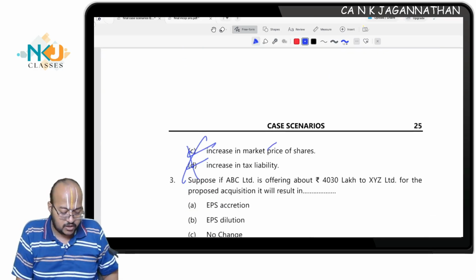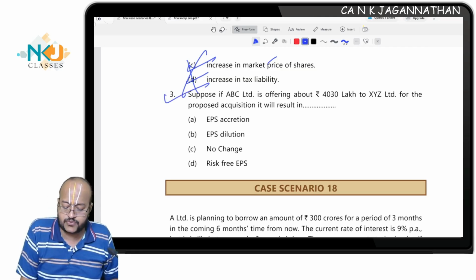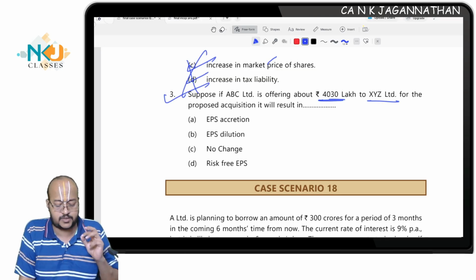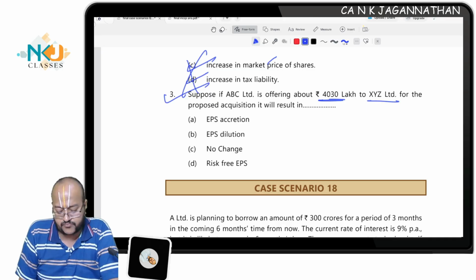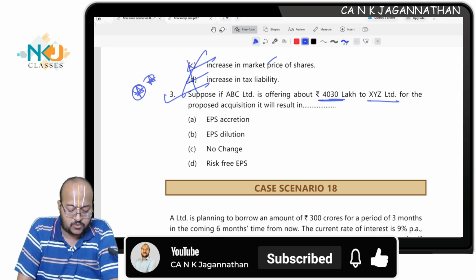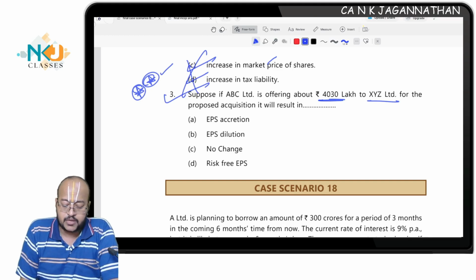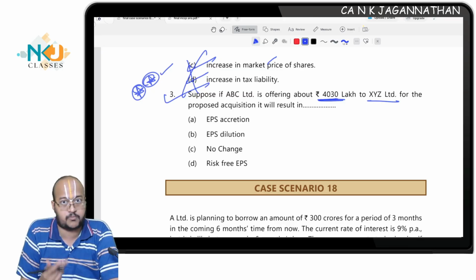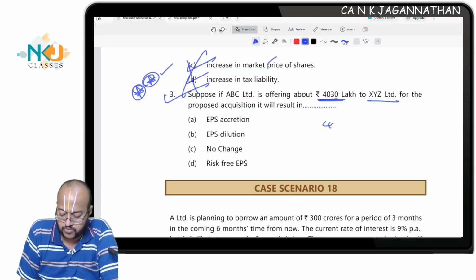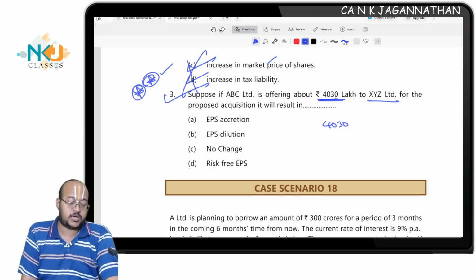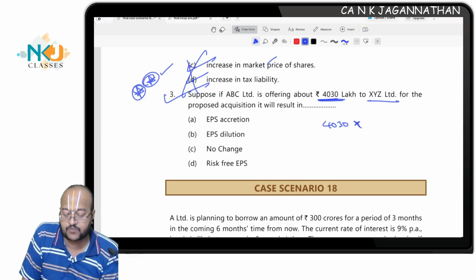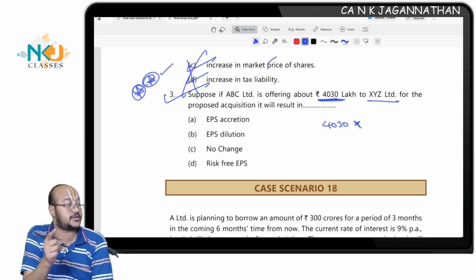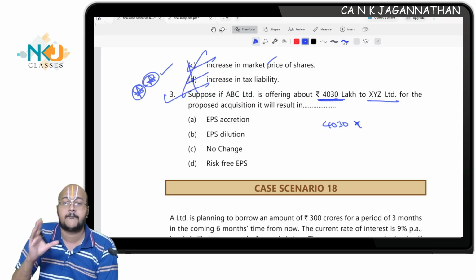Now, next is, suppose if ABC Limited is offering about 4030 lakhs to XYZ Limited for the proposed acquisition, it will result in EPS accretion, EPS dilution, no change, risk-free EPS. The market has important question. Okay, well, this is a beautifully coined question. If you see, the 4030 is the consideration, which means this much you need to borrow. Okay, you are borrowing and paying it as cash. So which means 4030 is the borrowing. Now, here what you need to consider is that, see, here 15%. At what rate you will borrow? 15%. This 15% is the pre-tax interest cost.